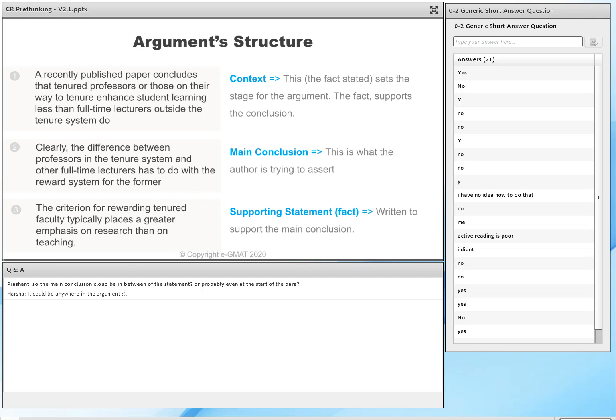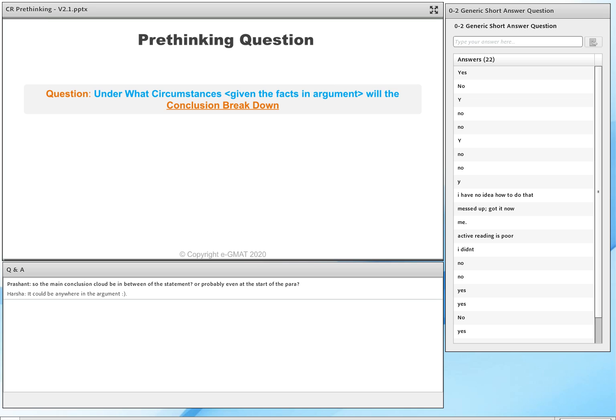Okay, so just the argument structure over here. This is what the author wants to assert. This statement provides information that makes you believe in this main conclusion, and this is the context on which the main conclusion is built. Okay. So now we ask the pre-thinking question, which is: under what circumstances, given the facts in the argument, will the conclusion break down?